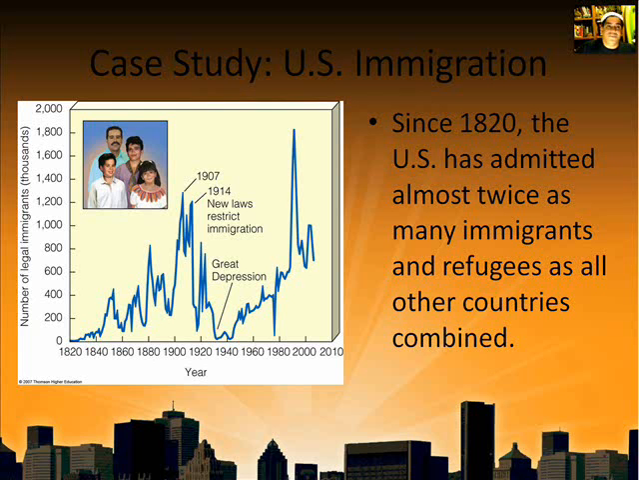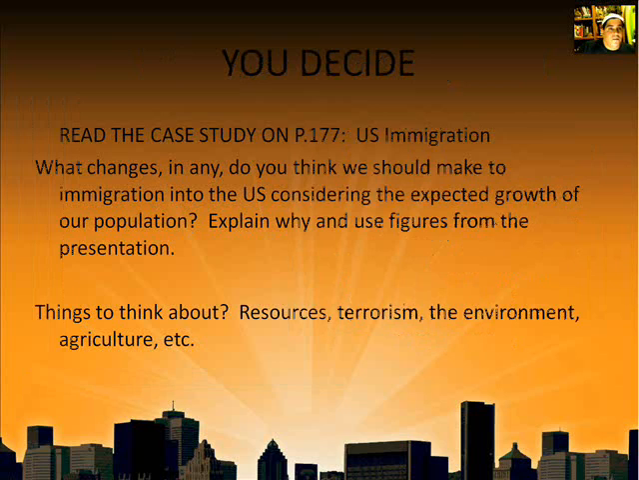All right, so here's a case study on immigration. Since the 1820s, the United States has admitted almost twice as many immigrants and refugees as all other countries combined. And take a look at this chart here at the number of immigrants that have come into the United States, with the most occurring quite recently. Take a look at this big spike right here. It's a pretty big spike, and we also had other spikes here in 1907, 1914. A lot of factors caused that.